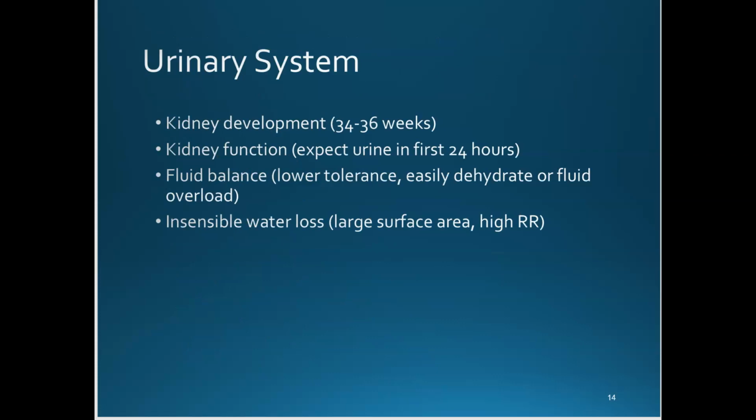The urinary system: kidney development really specializes itself at about the 34 to 36 week mark. That kidney function, we expect baby to void at least one time in the first 24 hours. So one wet diaper for day 1, 2 wet diapers for day 2, until we work up to that 6 to 8 a day. Babies are very susceptible to dehydration or fluid overload because of how sensitive their bodies are. And then they are also at increased risk for insensible water loss. So that output that you don't see, due to their large surface area and their increased respiratory rate, they're losing that fluid through the mucous membranes, all of those pieces. So we pay very close attention to baby's output.